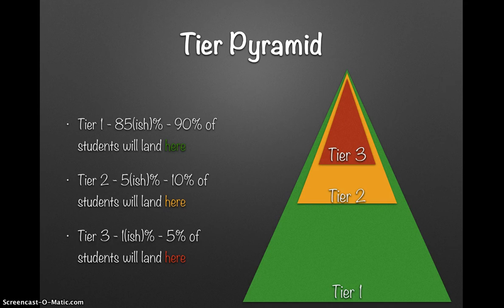If you look, green is the largest, that's Tier 1, where 85-ish, it might change, could be different for you, to 90% of your students will land there. Tier 2 will have 5-ish to 10-ish% of students landing there, and then Tier 3 will be your smallest triangle. Some years you might not have any students who are in Tier 3, and that's awesome. I applaud you. I'm very jealous of you.